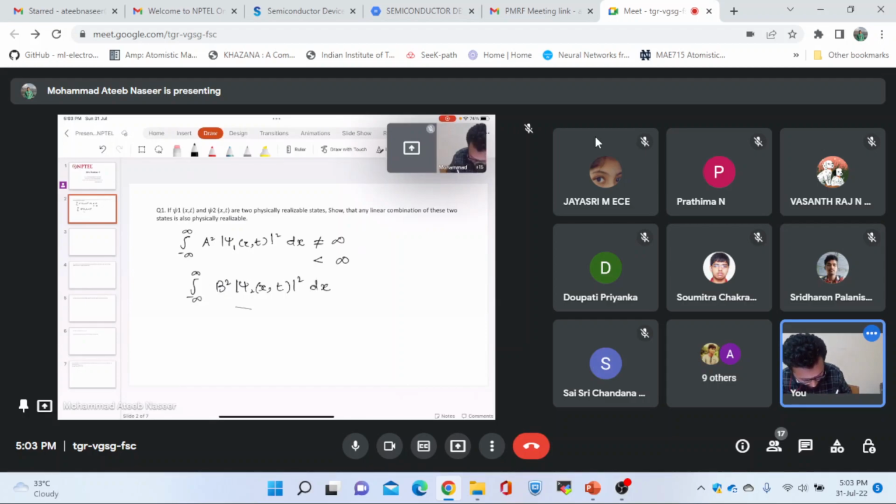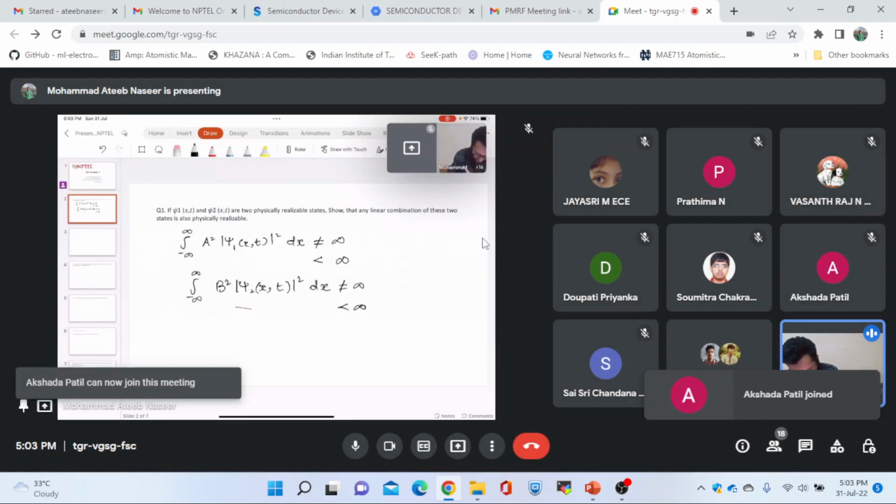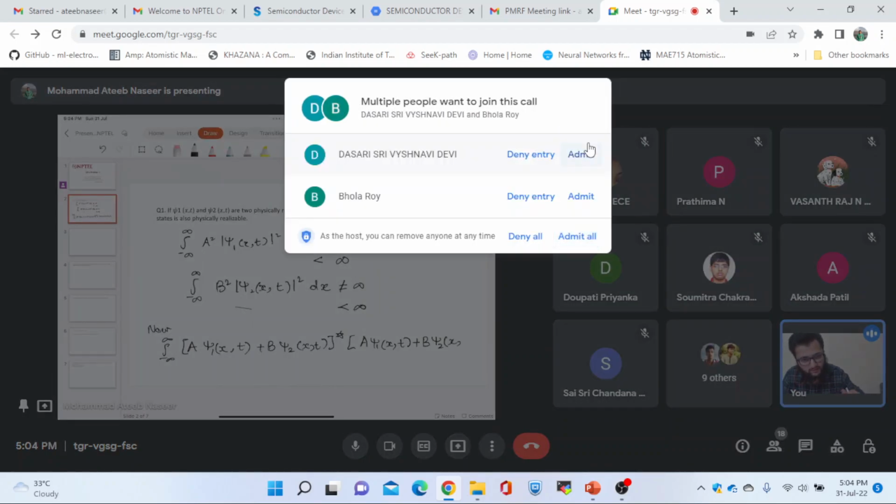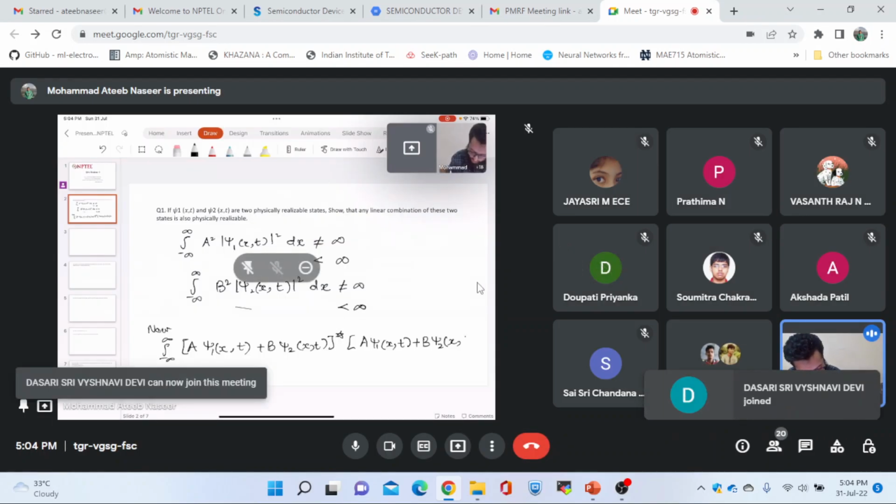So it has to be less than infinity. Now, what we have to do is evaluate psi star psi. And as I have already said, we have to look into the linear combination. So the linear combination of psi into psi star will look like minus infinity to infinity, a times psi 1 of x comma t, the first physically realizable state, plus b times psi 2 of x comma t, its conjugate, multiplied by a times psi 1 of x comma t plus b times psi 2 of x comma t, the second physically realizable state, dx.